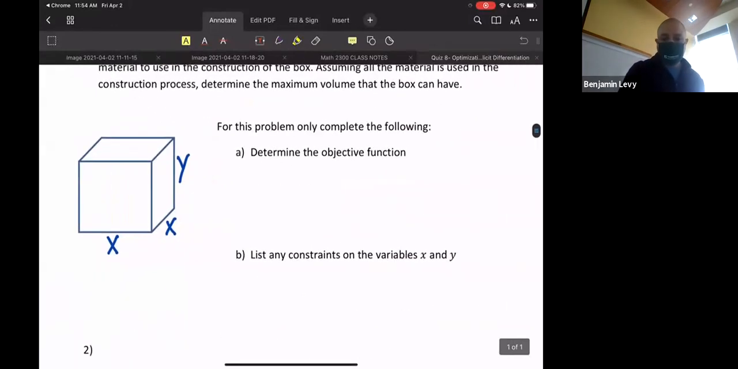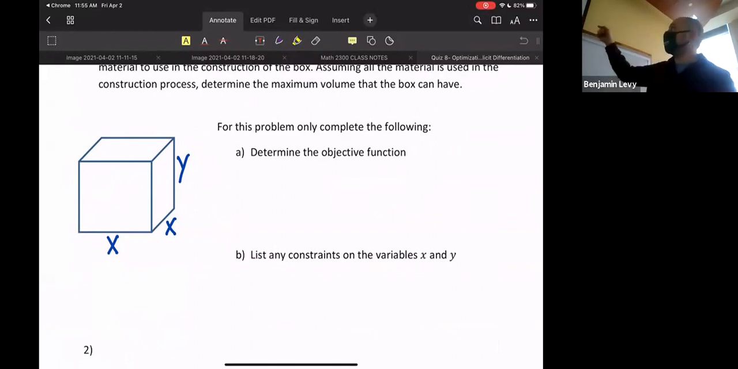So one thing I tried to do, let's see if I remote have it open. I tried to label the sides like on my iPad, and then when I went to print it, it didn't print out the labels for some reason. And you can see part B here says, list any constraints on the variables X and Y. So your picture should look like this. So if you wouldn't mind, everyone, including people who are remote, you could just throw labels.